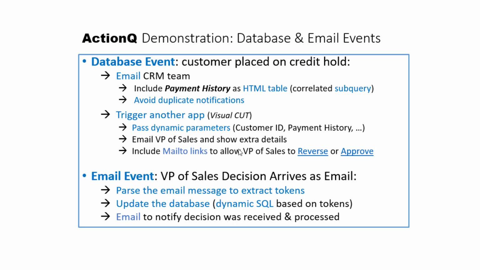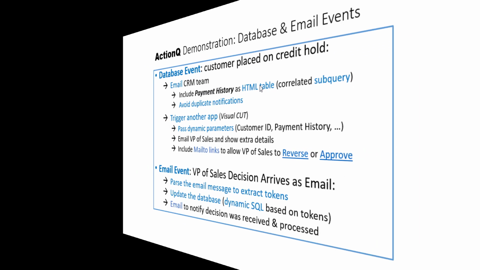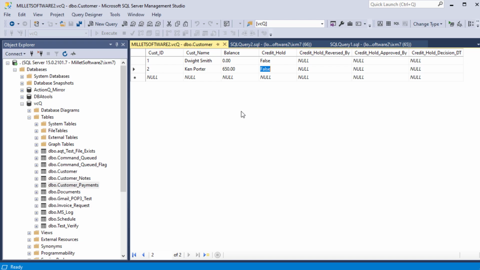This ActionQ demonstration shows workflow automation in the context of a database event and an incoming email event. The database event deals with a customer placed on a credit hold. We want to immediately email our CRM team and include the payment history for that customer as an HTML table. Here's the customer table, and we will be demonstrating placing customer 2, Ken Porter, on a credit hold.